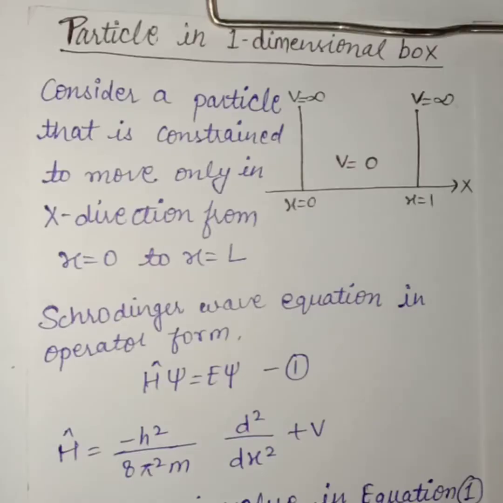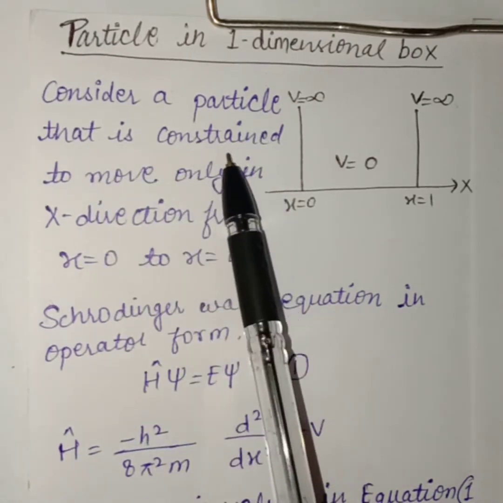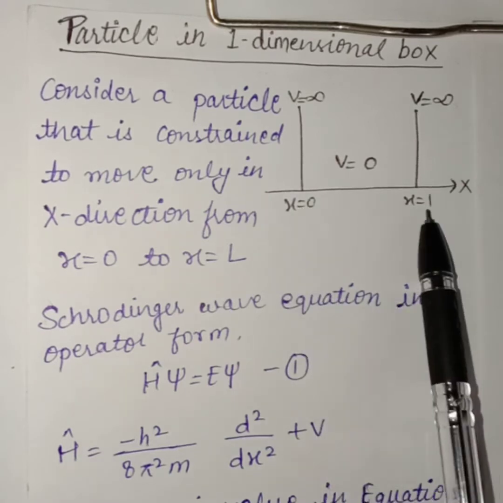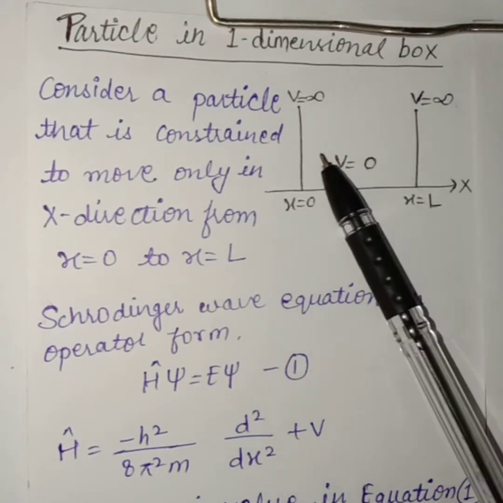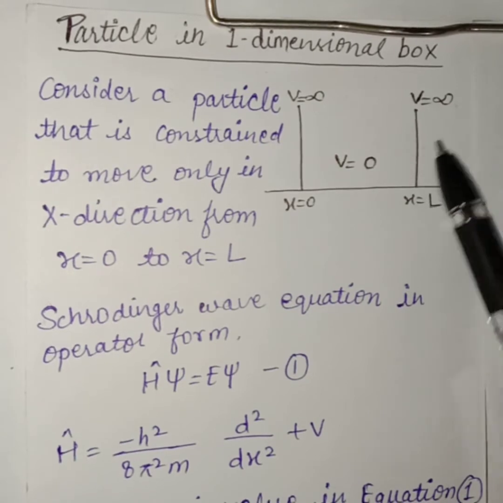Particle in one-dimensional box. Consider a particle that is constrained to move only in the x direction from x equals 0 to x equals L, where the potential energy inside the box is 0 and outside the box is infinity.